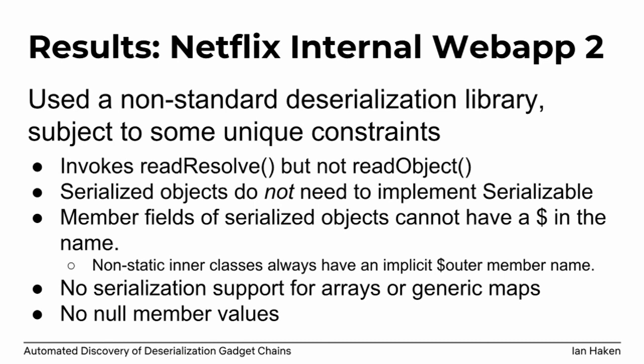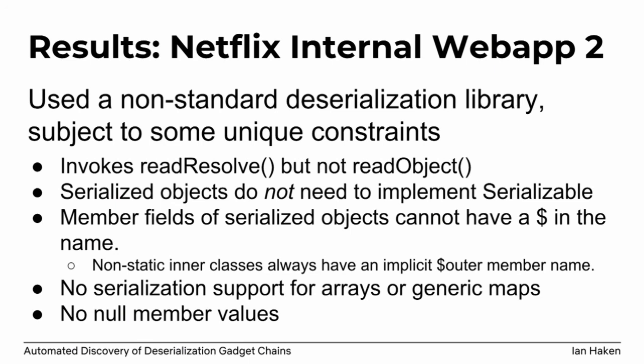So there was a second web app which was using a non-standard deserialization library where an attacker could specify what data types to deserialize, but it had some really weird and interesting constraints on it. It didn't use the readObject magic methods, but it did use readResolve. Serialized objects didn't need to implement serializable, but they did have a bunch of other restrictions. So it couldn't have any member fields with dollars in the name. It couldn't have any arrays or generic maps as members. And it couldn't have any null member values.